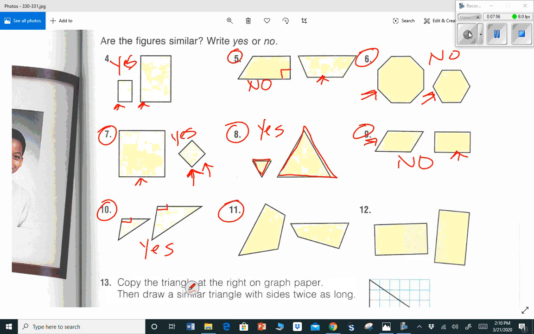Do you think if you were to put one of these on the copy machine and increase its size, it would be equal to the other one? I kind of feel like this side right here compared to this side right here, it's only about half. But I think this right here, the corresponding sides, I think this one's more than half, so I'm going to have to say no to this one.